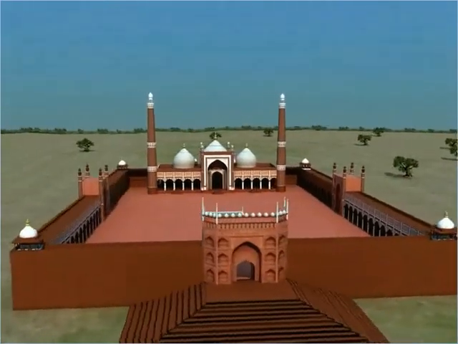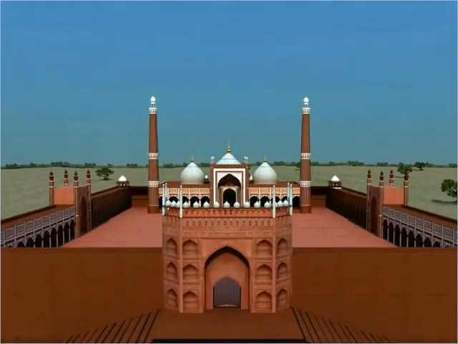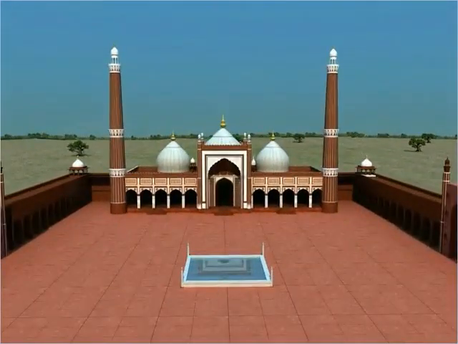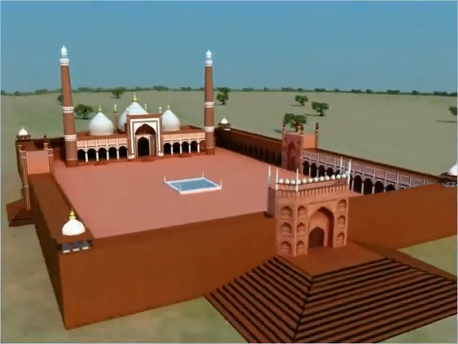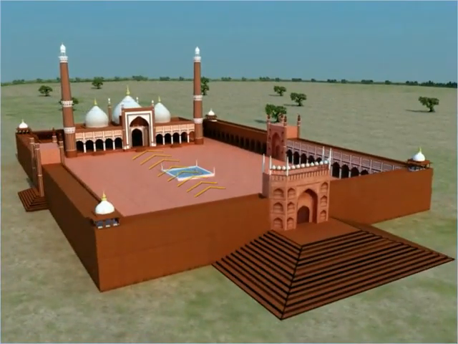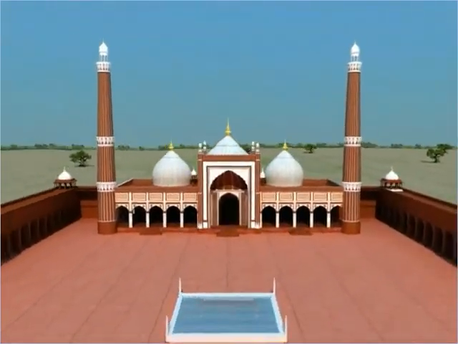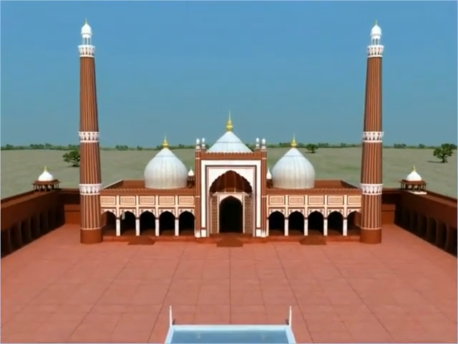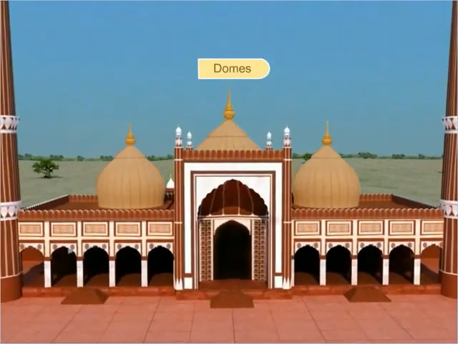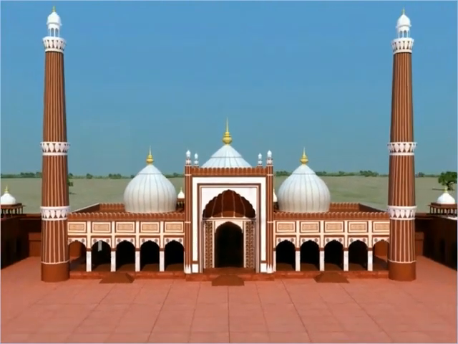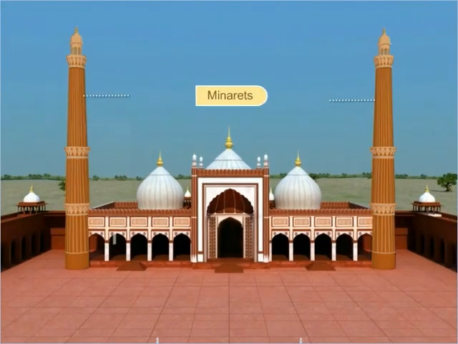Each of the entrances has an ornamented facade leading to the courtyard in front of the mosque. The mosque faces the Qibla, or the direction that Muslims need to face while praying. The entire structure is constructed of marble and sandstone. The roof of the mosque is topped with 3 domes. On both its corners are 2 lofty minarets.